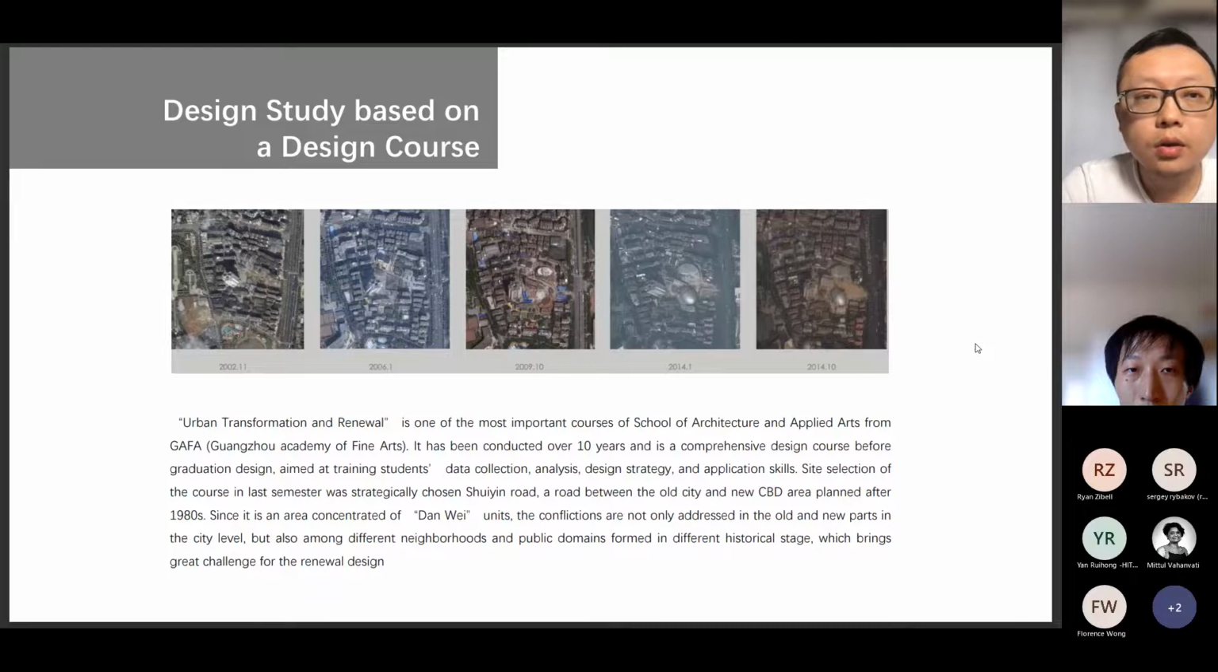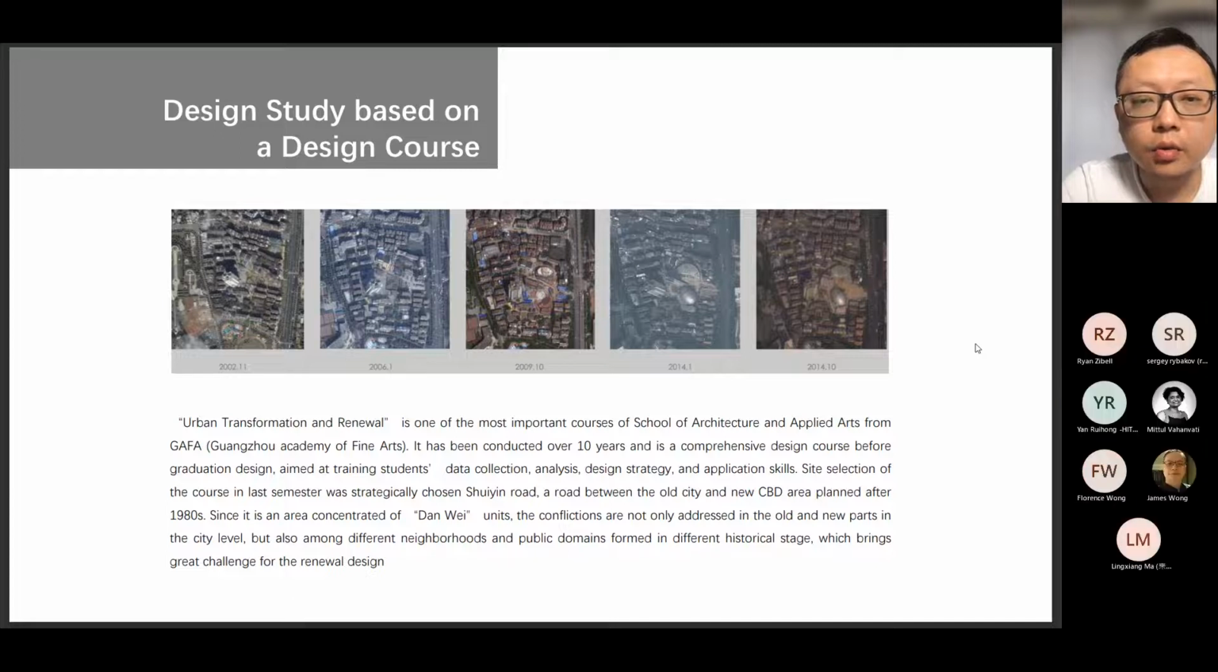So this paper is based on our design course. This course is one of the important courses before the final project of our school. They aim at training the students in data collection, analysis, design strategy, and applied skills. So last year, the site selection was at the boundary of the city, near the CBD area. So at the city level, the conflicts are addressed not only between the old city and the new parts, but also among the different neighborhoods and public domains from different historical stages. Next slide, please.